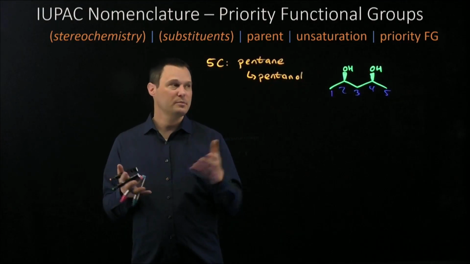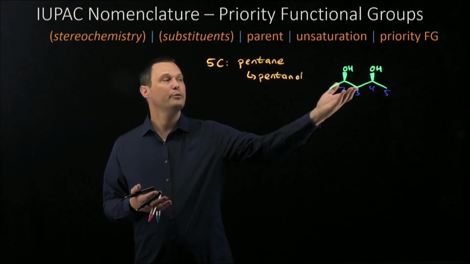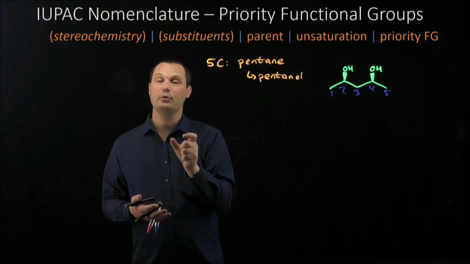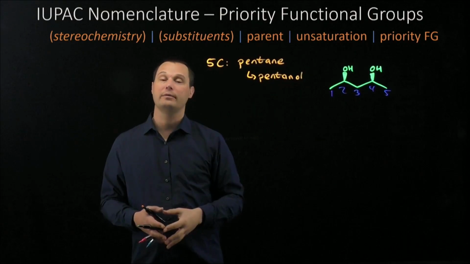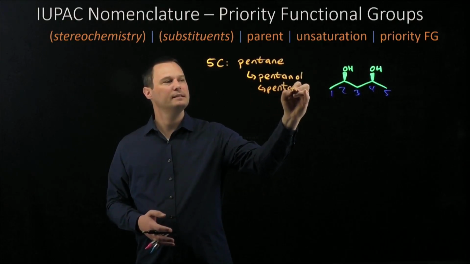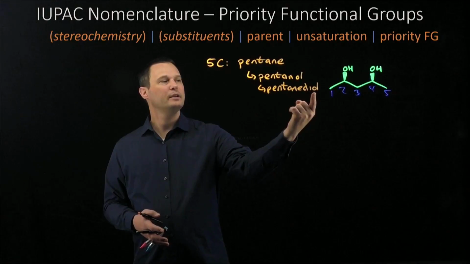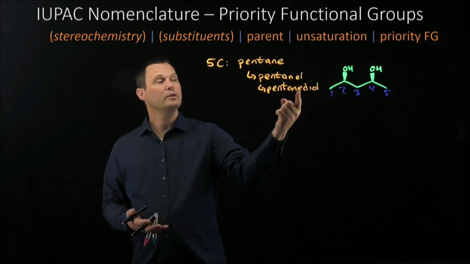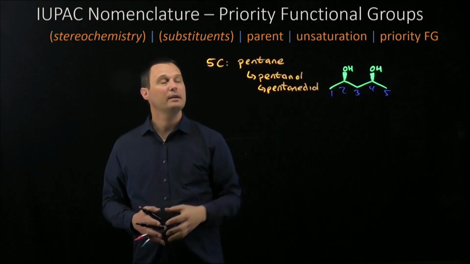Just like with alkyl substituents, if there's multiple instances of a priority functional group, we use those same numeric modifiers to indicate how many priority functional groups we have. So this isn't going to be a pentanol, it's going to be a pentane diol. We use the syllable di to indicate that there are 2 alcohols. Notice also we've reintroduced the E back into the name of the molecule.